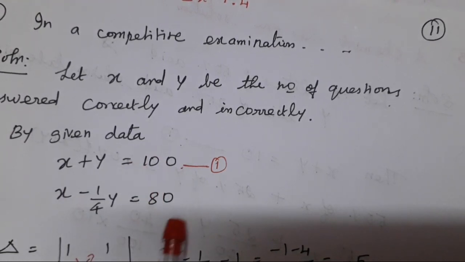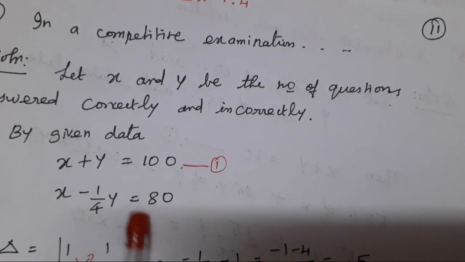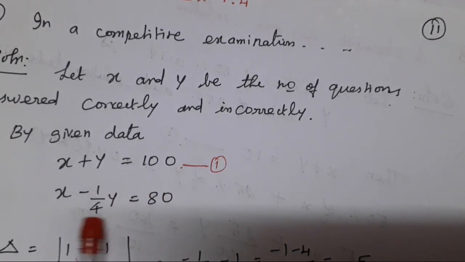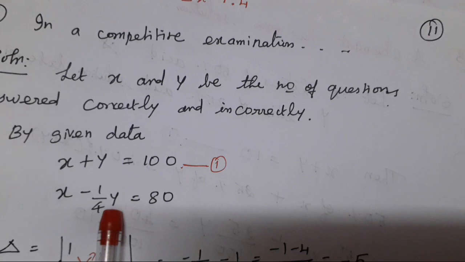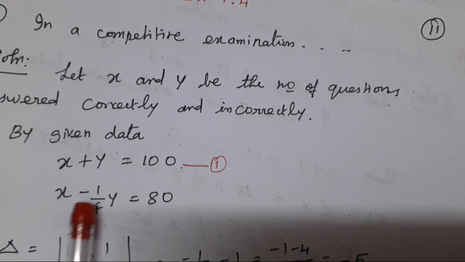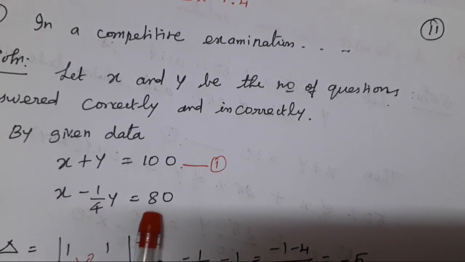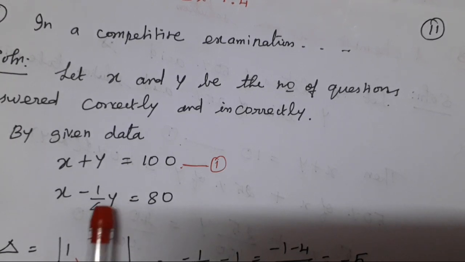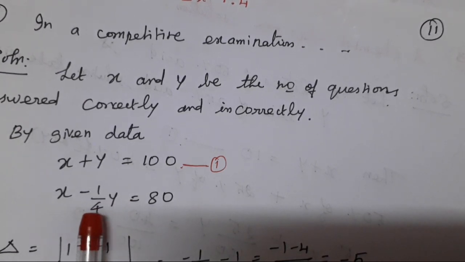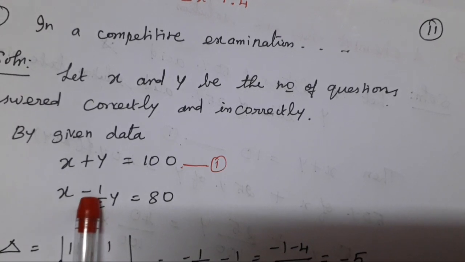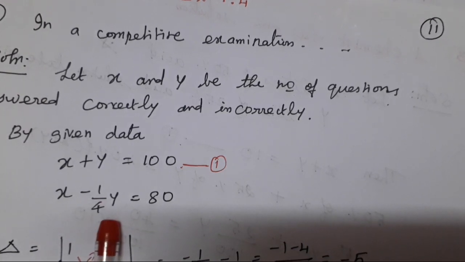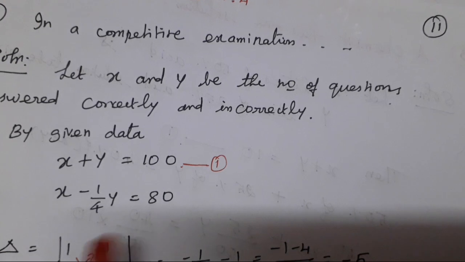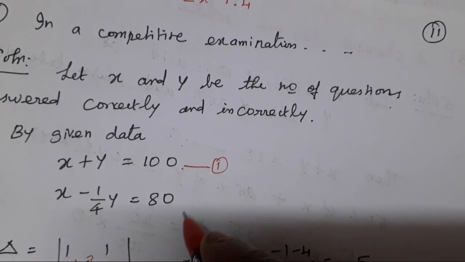But how many marks did he get? Only 80 marks. So he lost some marks because he answered wrong questions. So x minus 1 by 4 into y equal to 80. Because if he answered wrongly, 1 by 4 mark is deducted. Deduction means we put a minus symbol. So x minus 1 by 4 into y equal to 80. This is equation 2.